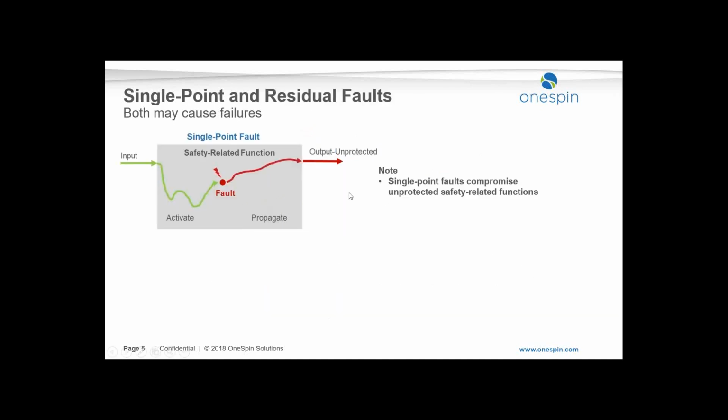So let's move to the next interesting category, single point faults. Single point faults are faults in the safety-related function that can affect the output. So typically we consider single point faults on functions that are unprotected. If you see here, there is no safety mechanism protecting this function. There is a fault. This fault propagates to the output. We get the wrong output. And so this is actually a bad fault, and we call this a single point fault.